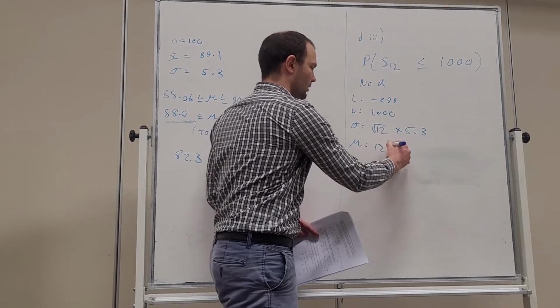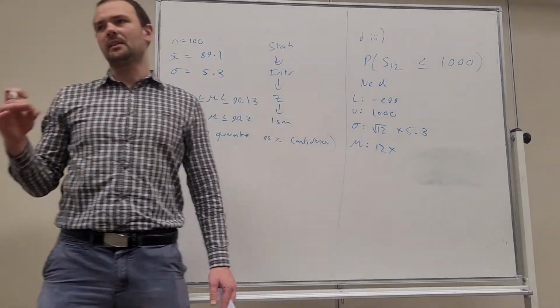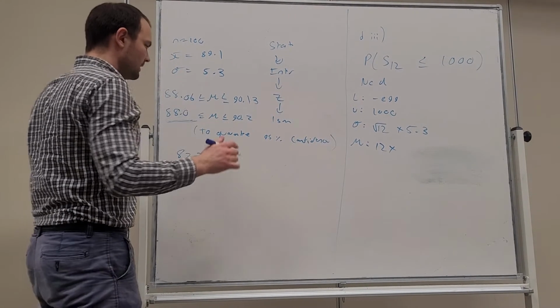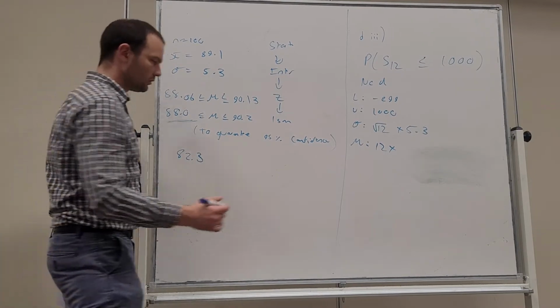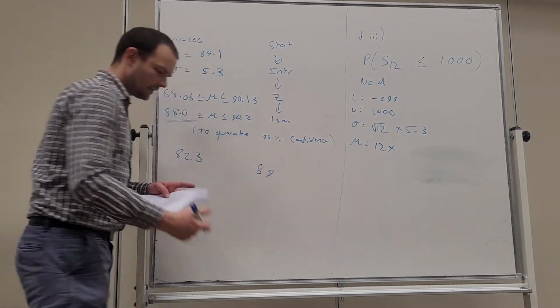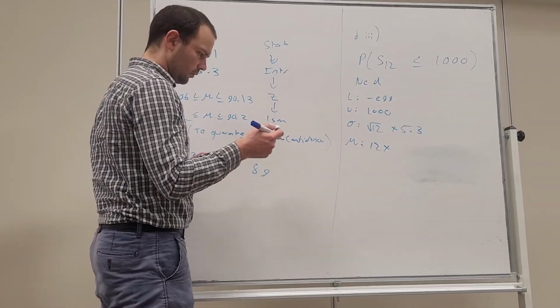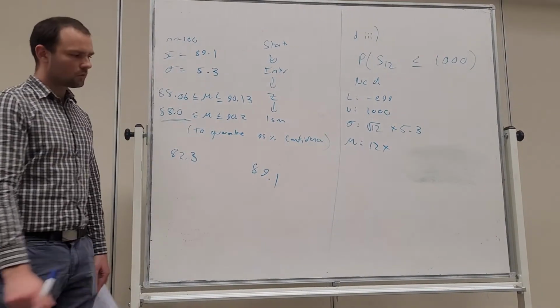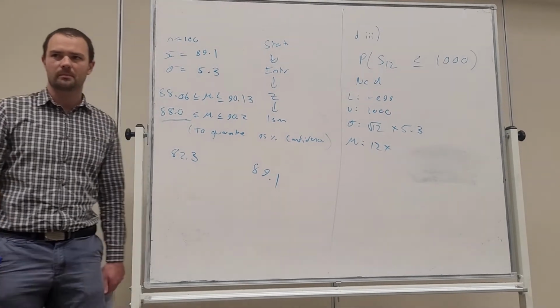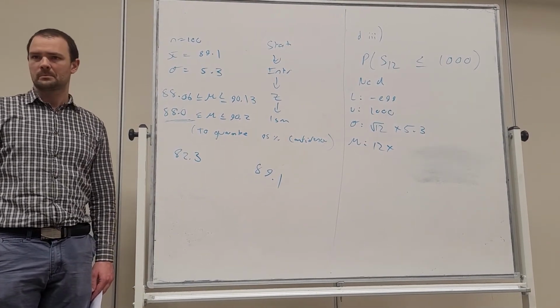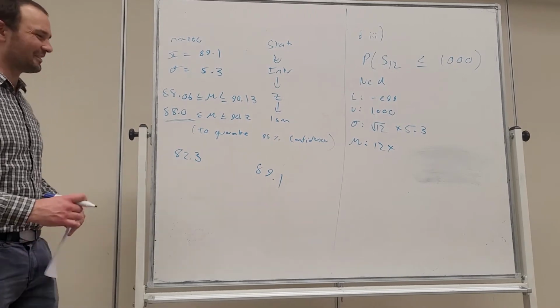N is 12, so 12 times the new mean. Which mean are we going to use? This is the trick here. Can we use the mean of the sample, 89.1? Should we use that or should we use something else? Something else, yeah. I'm hinting at it.